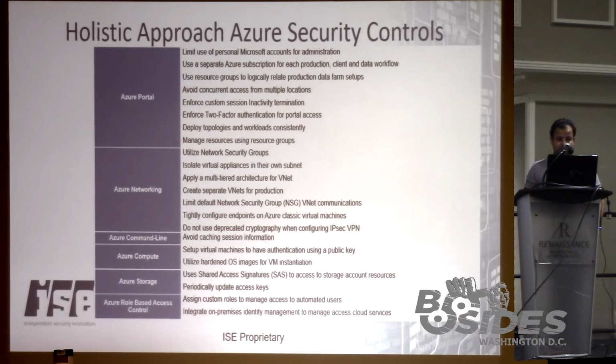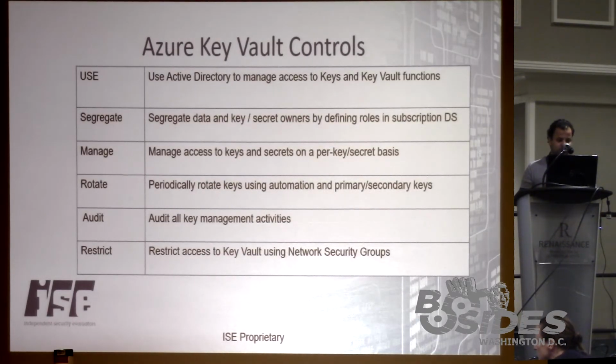We only have 1 minute, so we'll jump to the next slide quickly. For Key Vault, like I said, use Active Directory to have RBAC, segregate data and key owners using directory services, manage access to secrets on key level pairs, rotate keys using automation, audit all activities, and restrict access to Key Vault using network security groups and things like that.